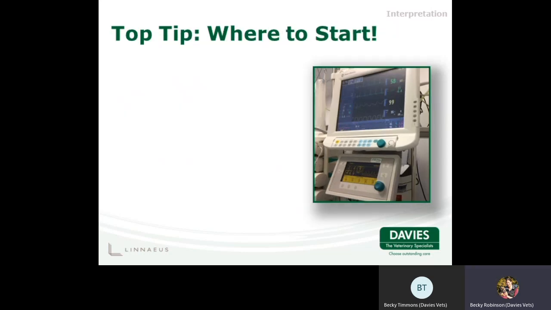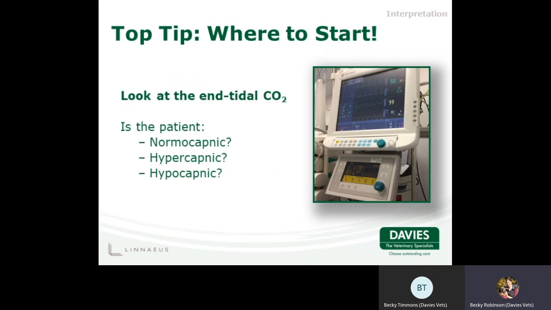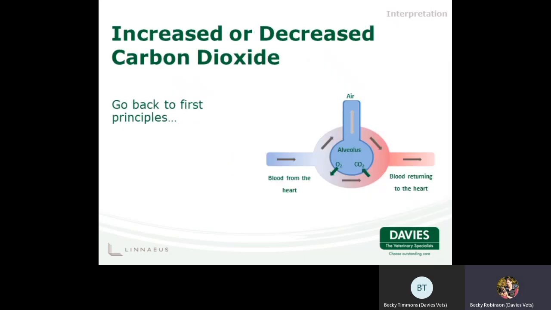So when presented with a capnograph trace, sometimes it can be a little bit confusing as to where best to start. And I think the easiest place to start is to decide whether the patient is normocapnic, hypercapnic, or hypocapnic based upon the end-tidal carbon dioxide. From here, once we've decided whether the patient has an increased or decreased carbon dioxide level, we need to decide why. For this, we can go back to our first principles.